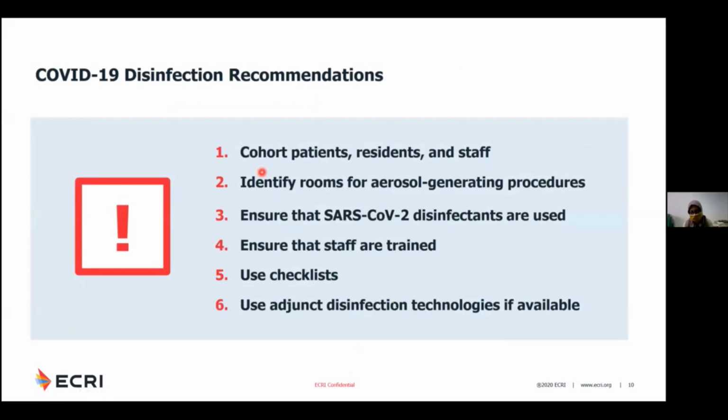Right, so when we are looking at COVID-19 specifically, these are some of the recommendations from ECRI on what you should be doing. And of course, looking at patients, residents, and staff, you cohort them. That means you know which group of patients, which group of residents, which group of staff are attending or assigned to which location. And are they using the proper PPEs? Are they trained to perform certain procedures on these infectious patients, and are they taking the right steps? Also, identify rooms where you are performing these procedures.